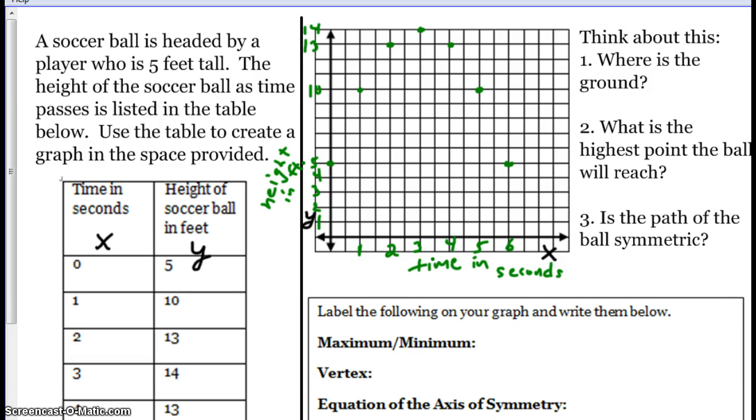So at 1 second, our height was at 10. And then at 2 seconds, our height was at 13. And at 3 seconds, our height is 14. And then so on and so on. So you should have a symmetric looking graph where you can see the ball at these points at each part. And I want you to go ahead and connect your points here.